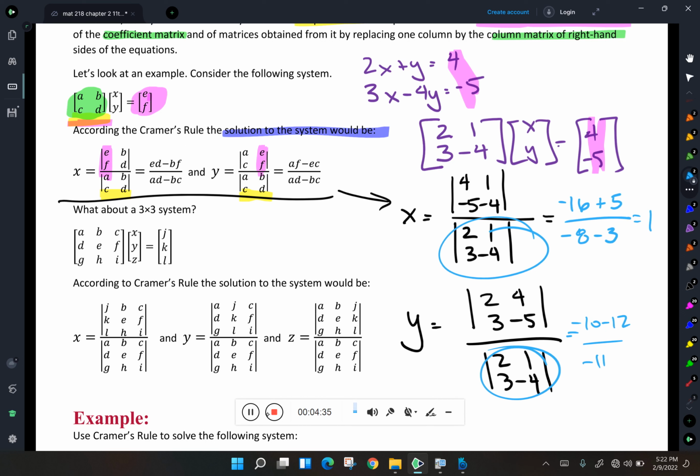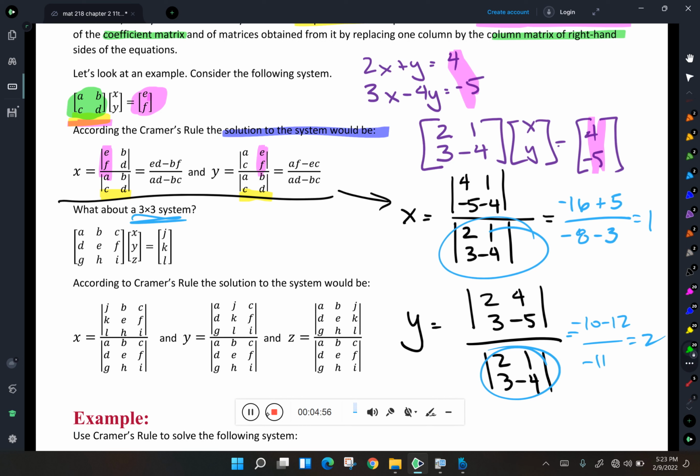Negative 10 minus 12 is negative 22, so negative 22 divided by negative 11 is 2. So then x is 1 and y is 2, and I'm done. And this is called Cramer's rule. Does it work for 3 by 3 systems? You bet it does. Oh man, I know you're so excited, and so am I. You just do the same kind of thing.